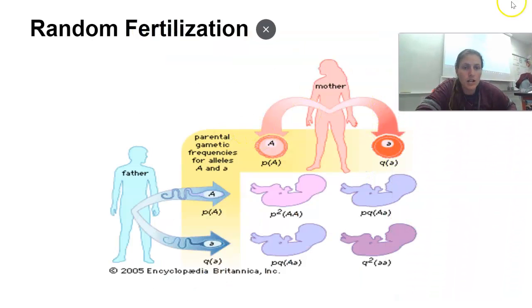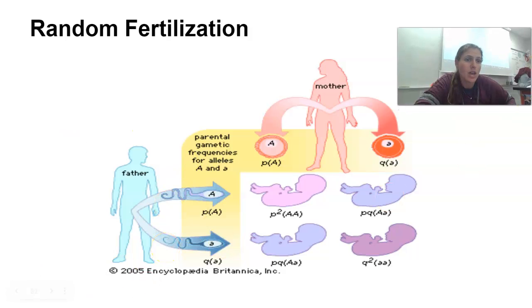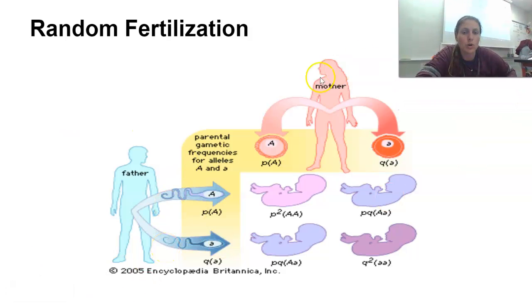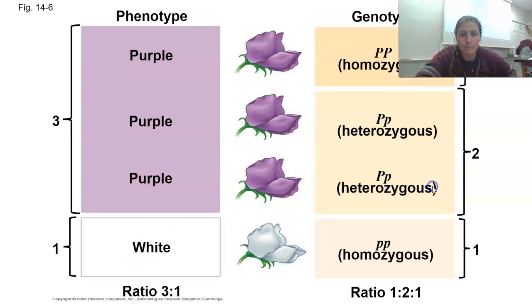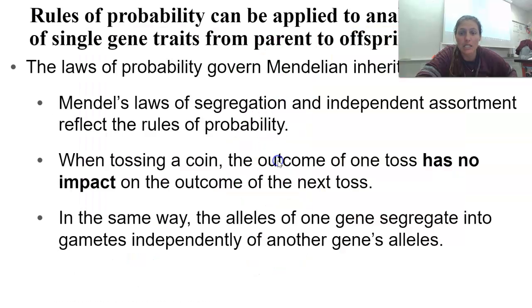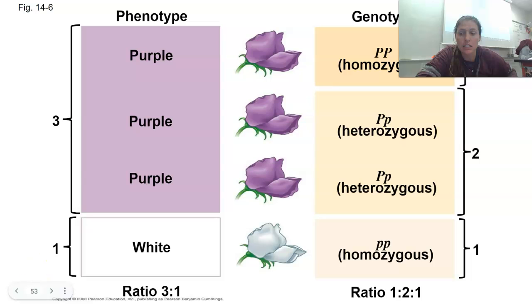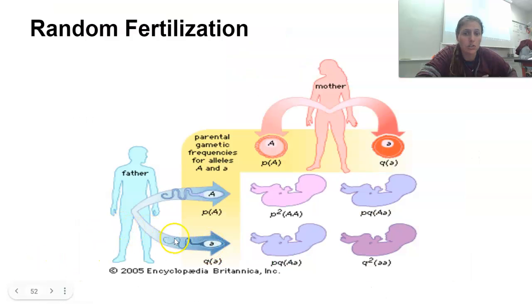Random fertilization we talked about, the mother and the father, they have their own genetic code, and it can contribute to what they pass on to their offspring. And then last but not least, oh, actually, I think we're good. Okay, so that's your genetic code.